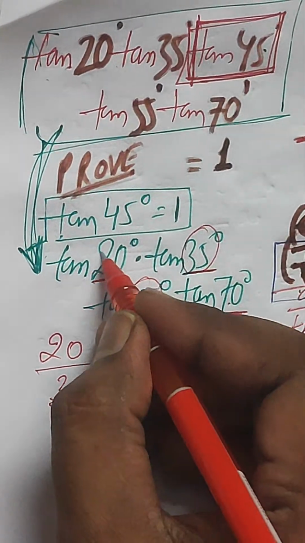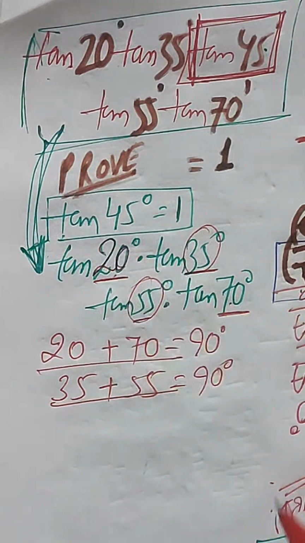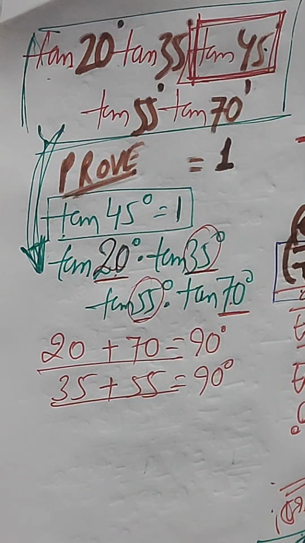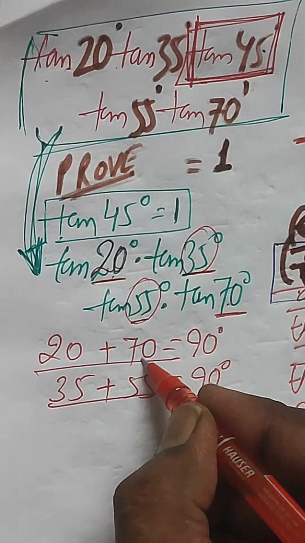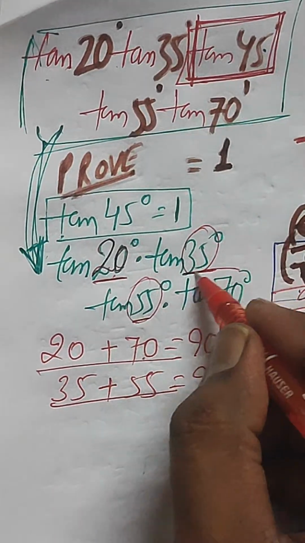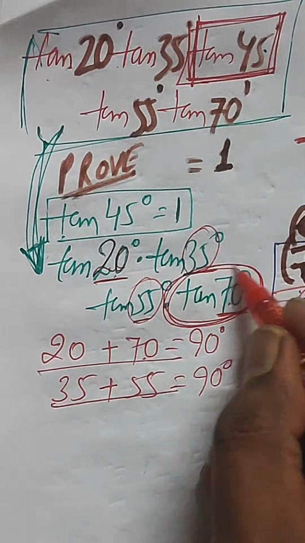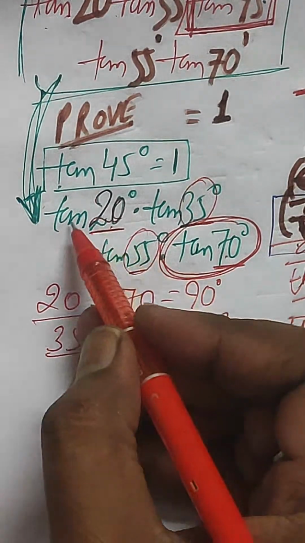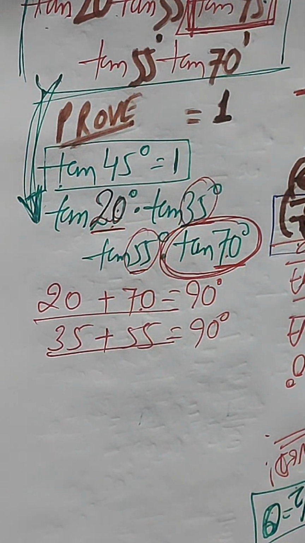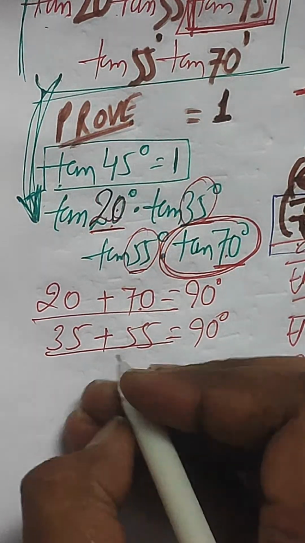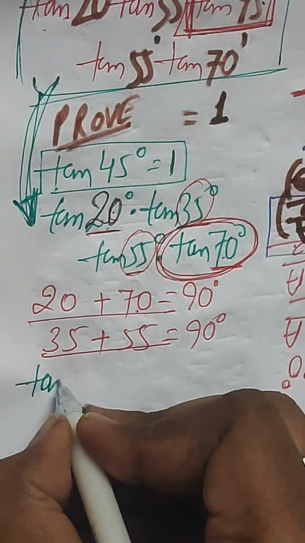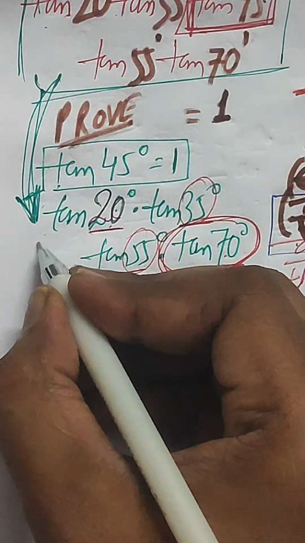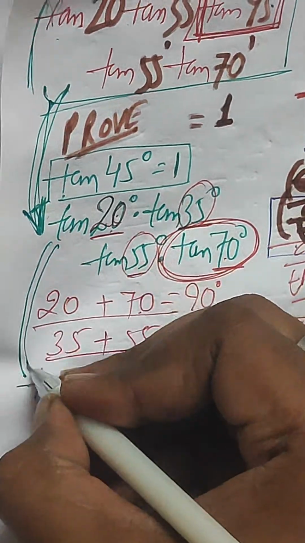This 20 can be written as 90 minus 70, isn't it? Why into the form of 70 only? Because this tan 70 is already present over here, right? So what is the benefit? Let us see. This tan 20 degree can be written as tan of... the LHS will be again looking like this.